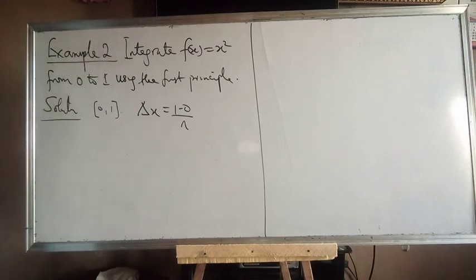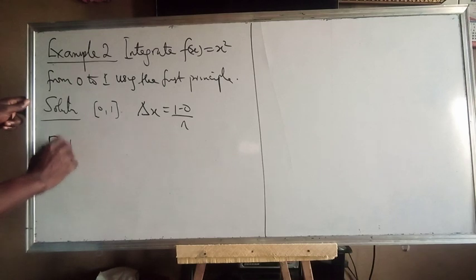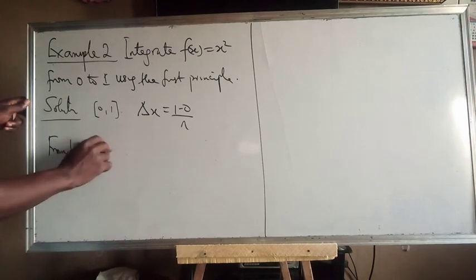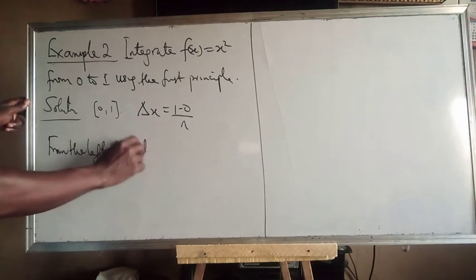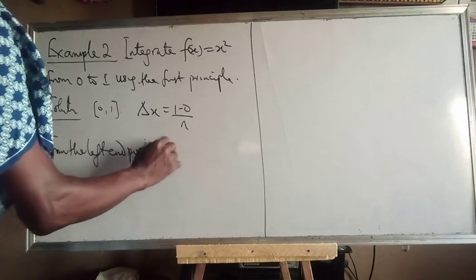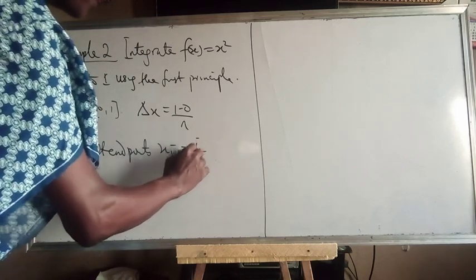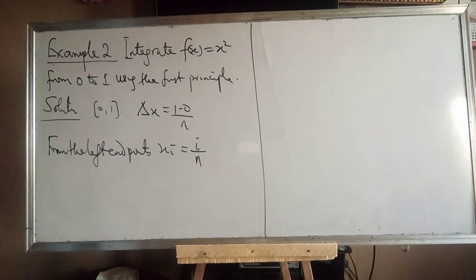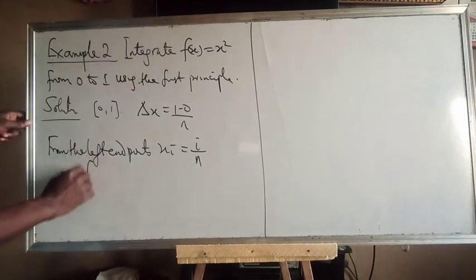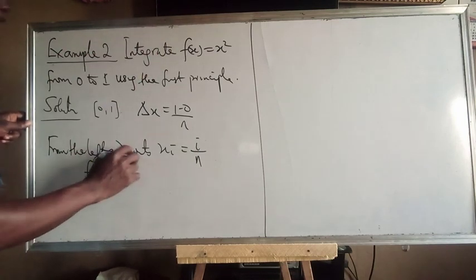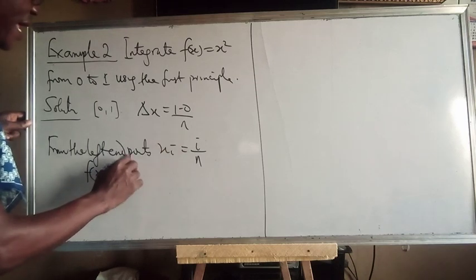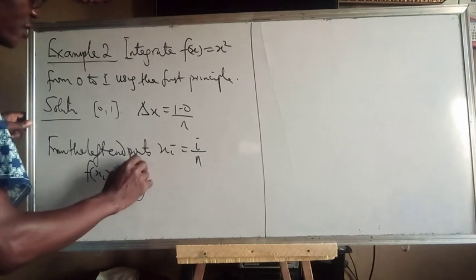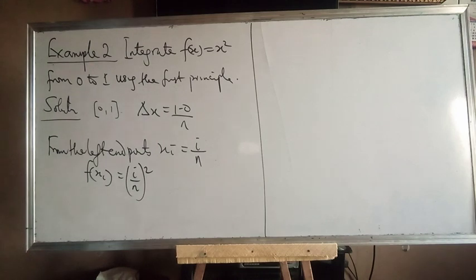And so you can equally have, from the left end points, our xi will be equal to i all over n. Whereas our f of xi will be equal to i all over n squared, because our f of x is given as x squared.